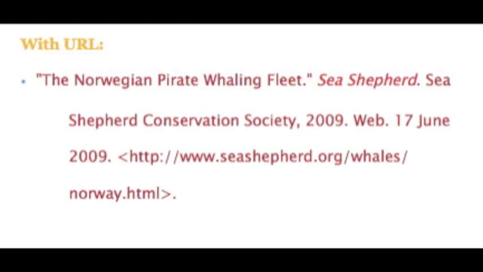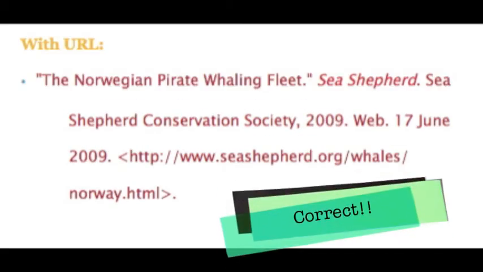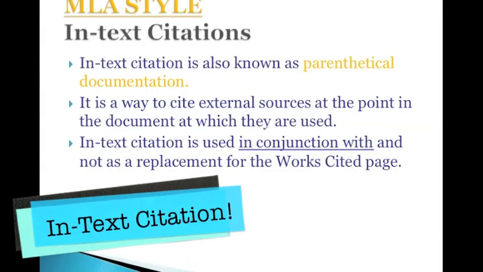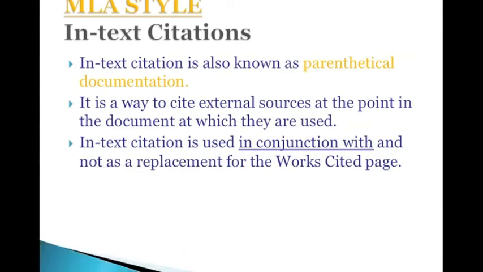If you guessed that the source was not double spaced or had a hanging indent, you were correct. The way to document the source within your essay is referred to as in-text citation. In-text citation is also known as parenthetical documentation. It is a way to cite external sources at the point in the document at which they are used. They are used in conjunction with and not as a replacement for the works cited page.